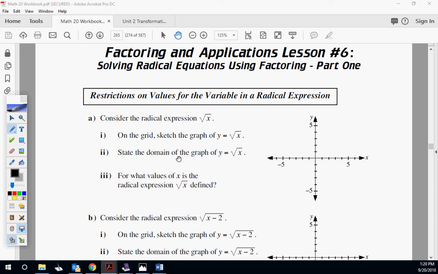The quiz is overwhelming, but this actually is the harder section. Questions 6 and 7 are a little bit different. It's not factoring anymore. We're solving radical equations. In order to solve radical equations, you have to understand restrictions on radicals.